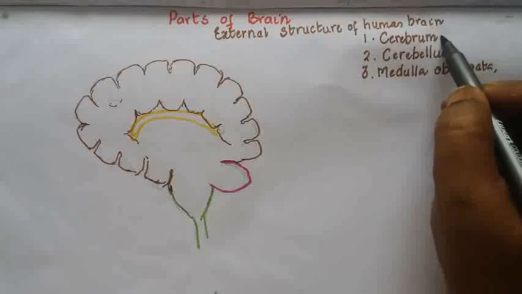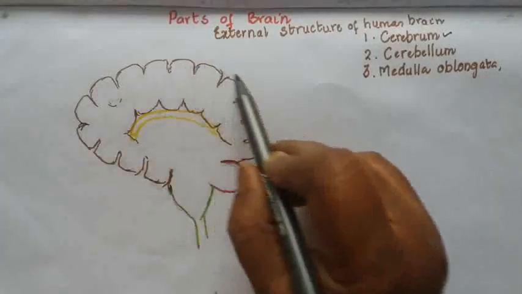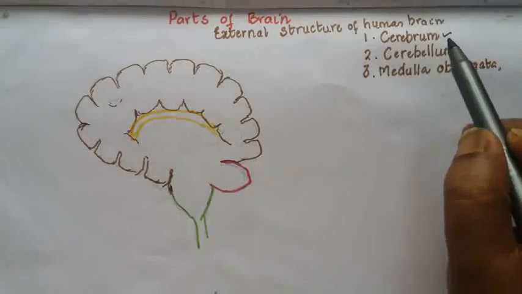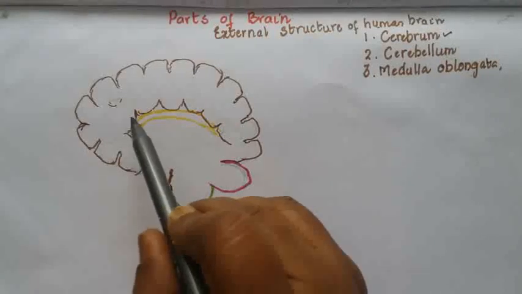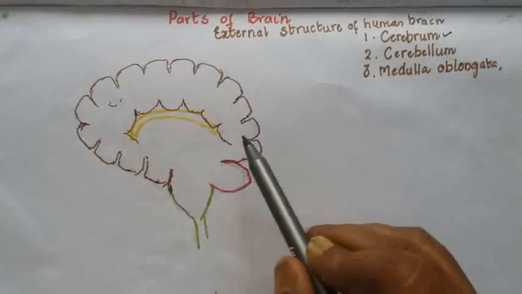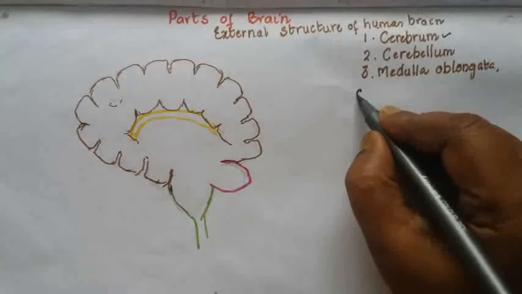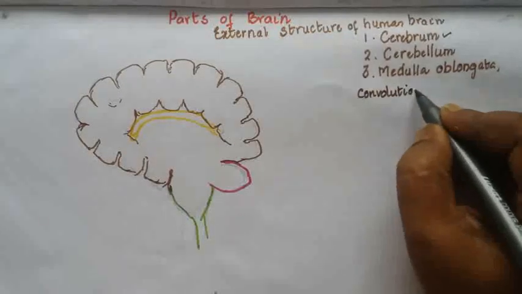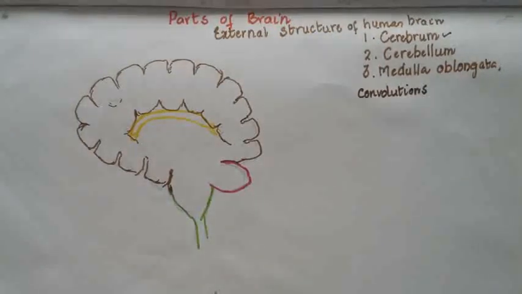So cerebrum is the largest part of the human brain, and in order to identify the cerebrum, we can observe that it has a number of convolutions. Children, I think you are already familiar with the word convolutions. It means a highly folded structure.